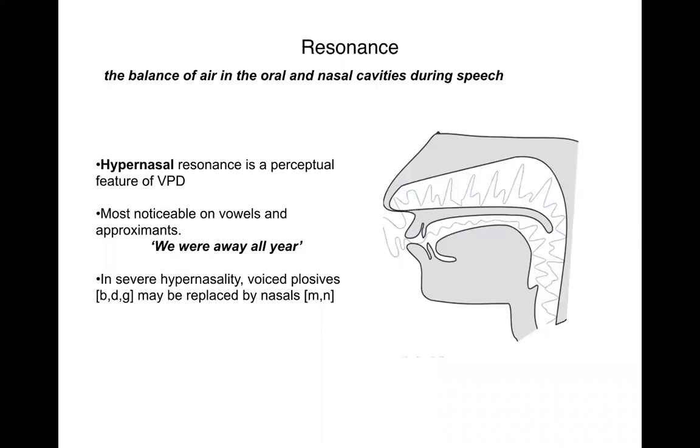It's good to remember as well that in terms of resonance, we're talking about hyperresonance and hyporesonance. And again, I've given you a definition there of what hypernasal resonance is. It's basically too much air flowing through the nasal cavity during speech. Okay, it's a perceptual feature of VPD. It's most noticeable on vowels and approximants. And because the soft palate is not making that closure, there is too much nasal resonance during speech.